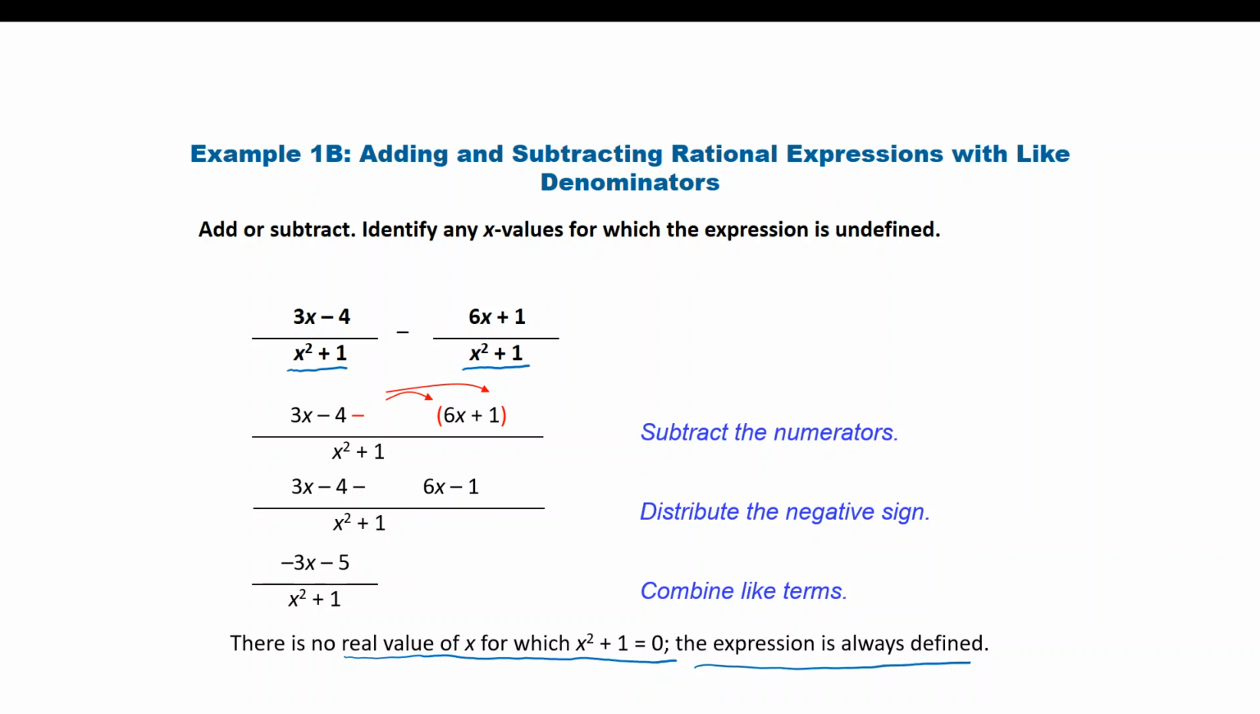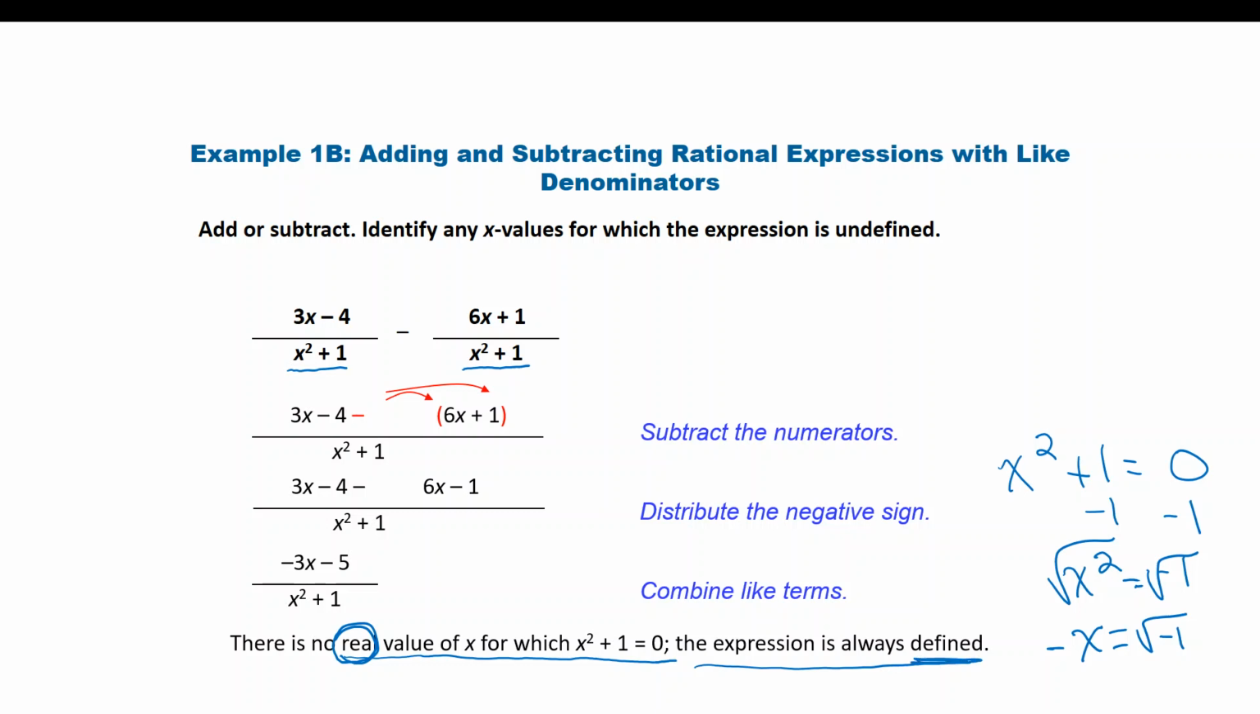So this expression is always defined. I want to just check and make sure you understand. If I have x squared plus 1 equals 0, to solve for that, minus 1 on both sides, I would have x squared equals negative 1. To solve for x, we would square root both sides, ending up with x equals square root of negative 1, which we remember is an imaginary number. And this is telling us there's no real value, but this would be an imaginary value. That's why the expression is always defined, because there's no real value for which x squared plus 1 equals 0.